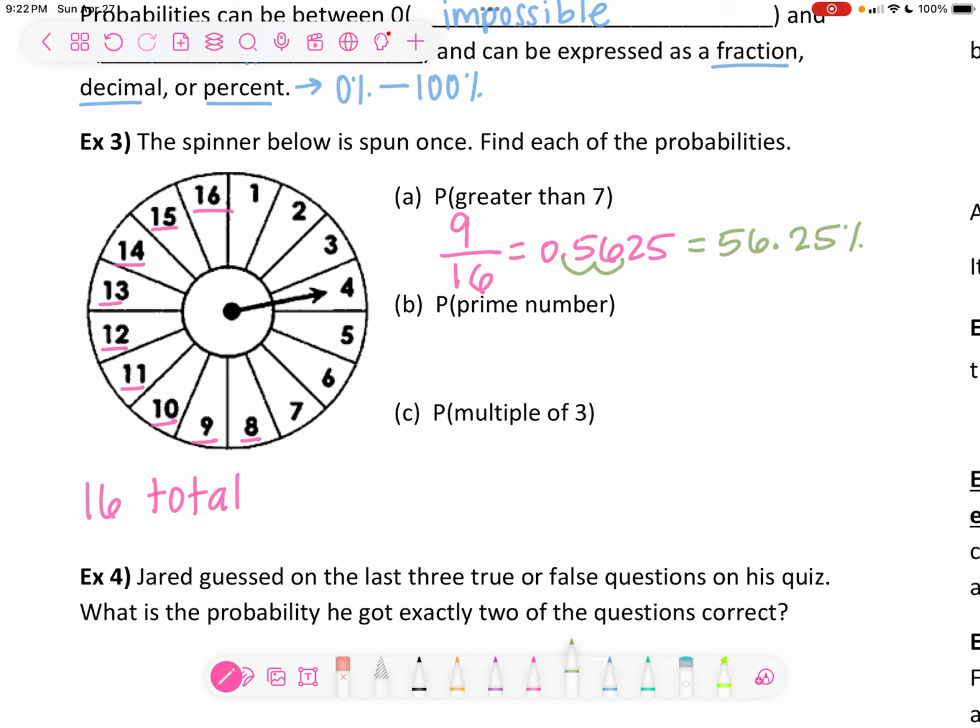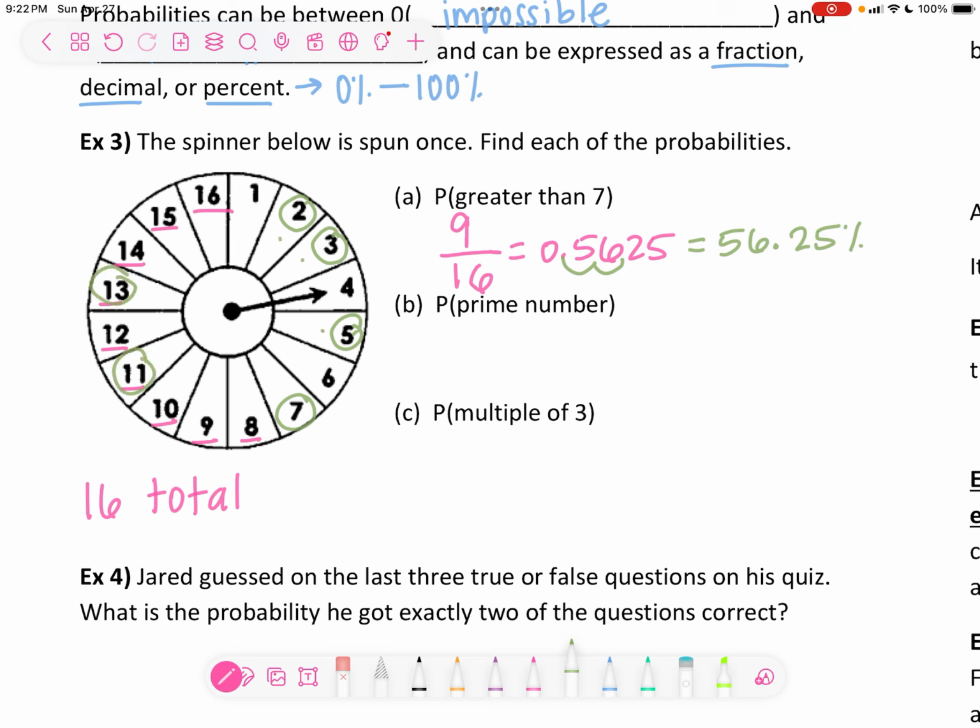Okay, so you got to be really careful here. We're looking for prime numbers. So prime numbers are numbers that are only divisible by 1 and itself. And so that would be not including 1. 1 is not prime. So that would be 2, 3, not 4, 5, not 6, 7, not 8, not 9, because that's 3 times 3, not 10, 11 is prime, 13 is prime, and that's it.